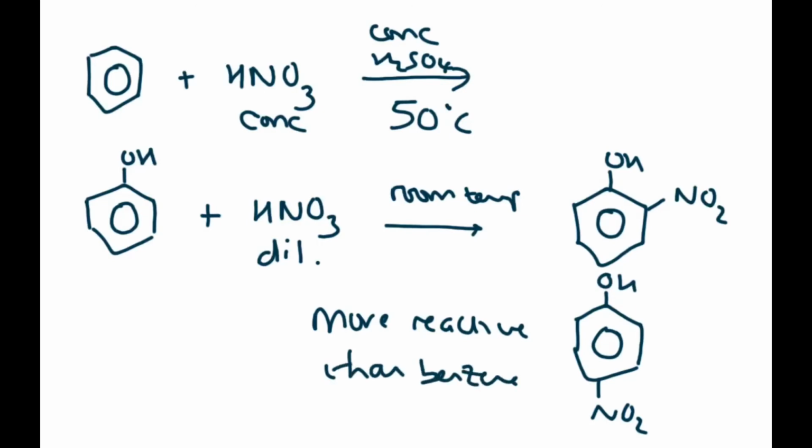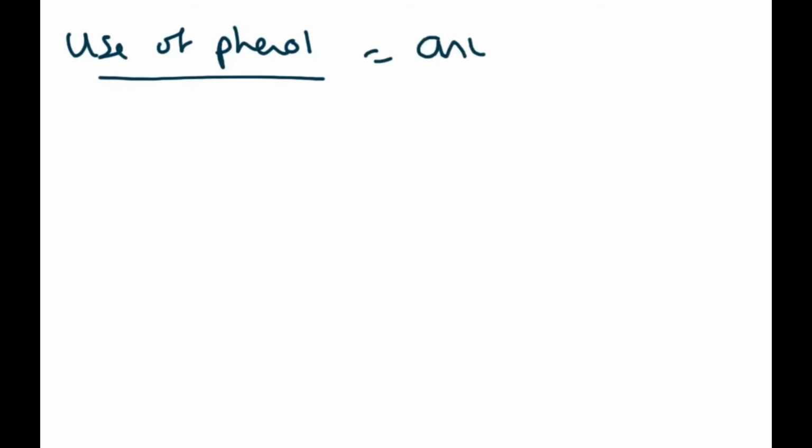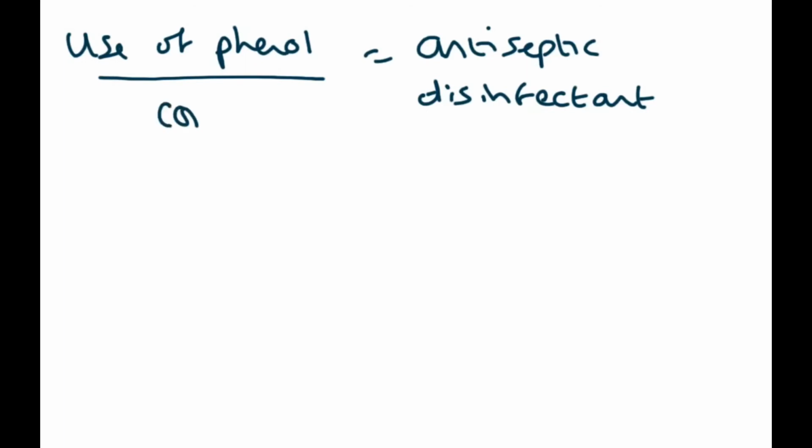Okay, finally, nearly finished, sorry. So the use of phenol. When phenol was first discovered, it was used as an antiseptic or a disinfectant. But the problem is it's corrosive, so it can burn your skin. So instead we use derivatives of phenol.